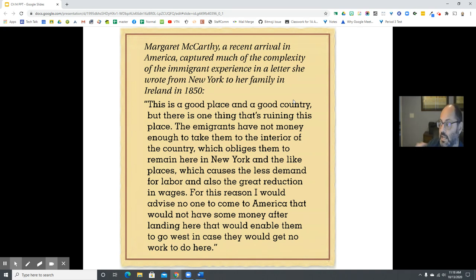So they're like competing with one another. They're all congregated into these cities on the East Coast, mostly New York for her, at least.